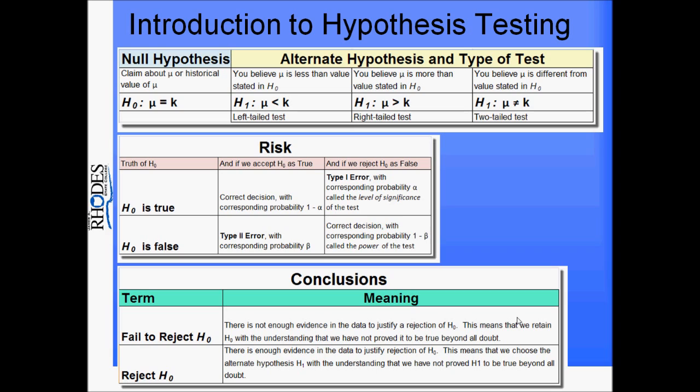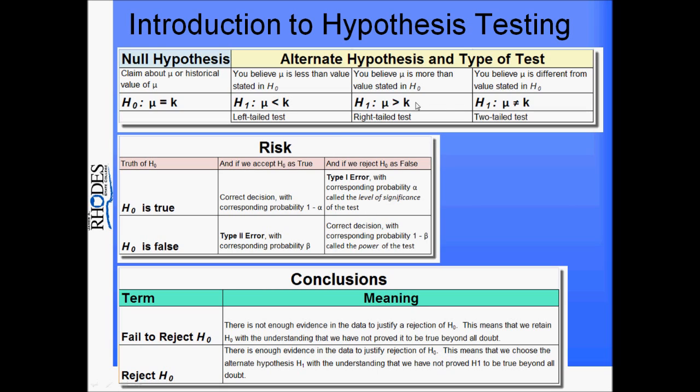So we fail to reject the null hypothesis. Now, let's say we do the statistical test and it says, you know what, there is some evidence here that they're different. In that case, you say we reject H sub 0. So we say there is enough evidence in the data to justify the rejection of H sub 0. That means that we choose the alternative hypothesis.